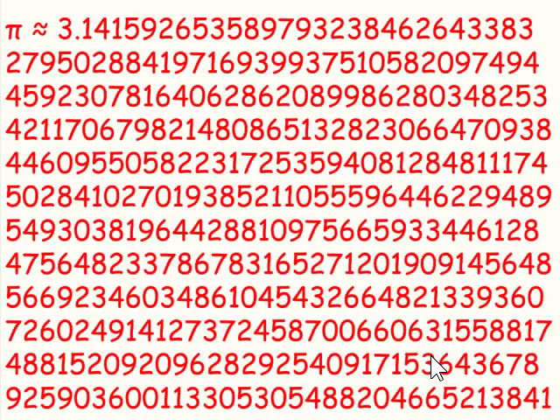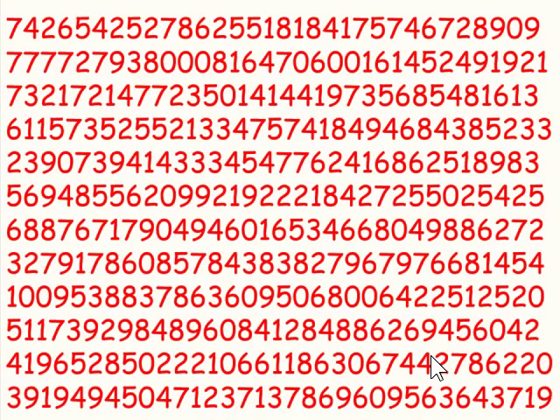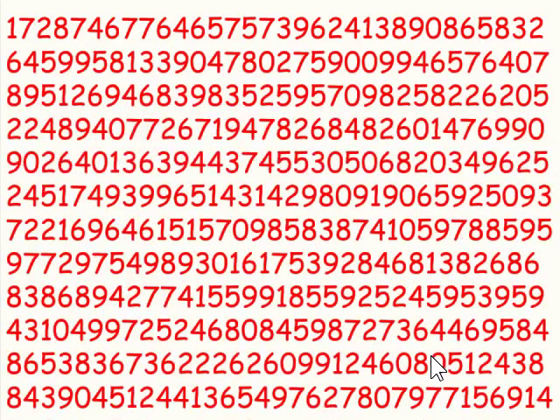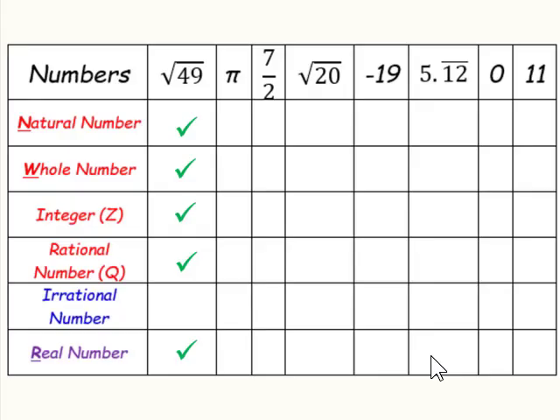Let's take a look at pi. Pi. It just keeps going and going and never ending, never terminating, and never repeating. That's why we use the 3 dots, the ellipsis, in order to say pi is a non-repeating, non-terminating decimal. So therefore, it must be irrational. If you're irrational, you have to be real.